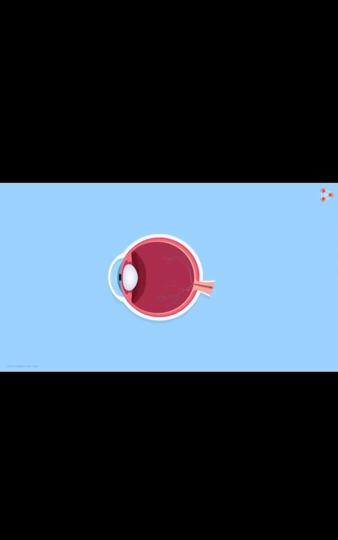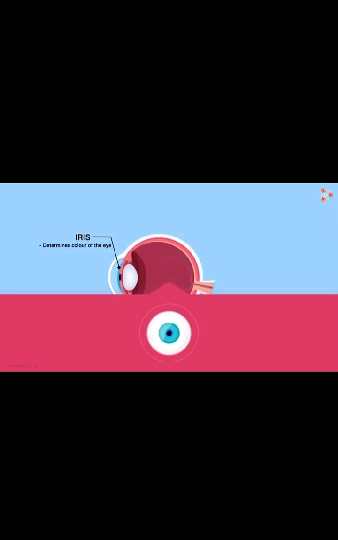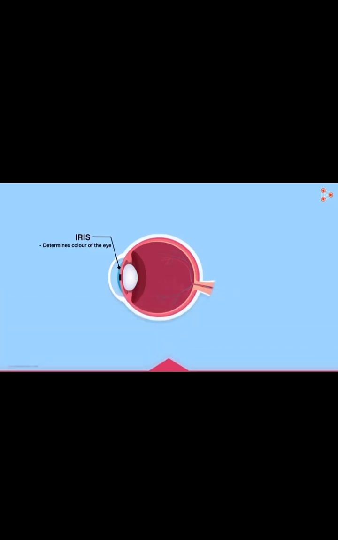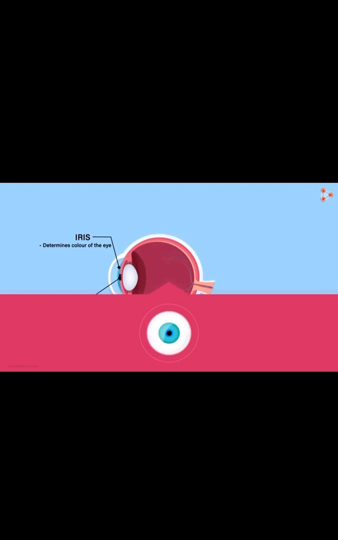Behind the cornea, there's a dark muscular structure called the iris. Iris determines the color of the eye. For instance, when we say that a person has blue eyes, it means that the color of the iris of the person's eye is blue. Now, there is a small opening at the center of the iris for the light to enter. Do you know what it's called? It's called the pupil.